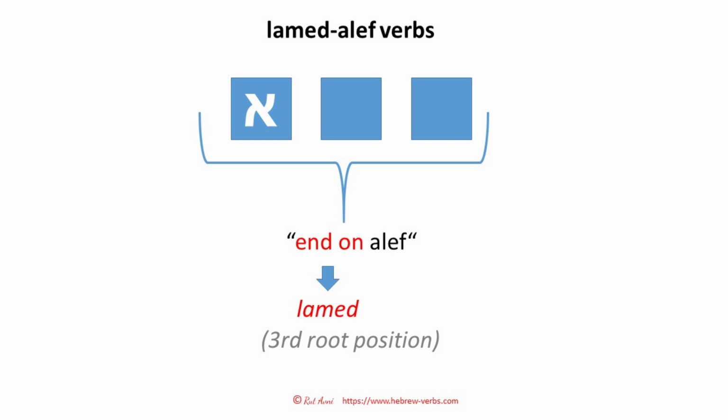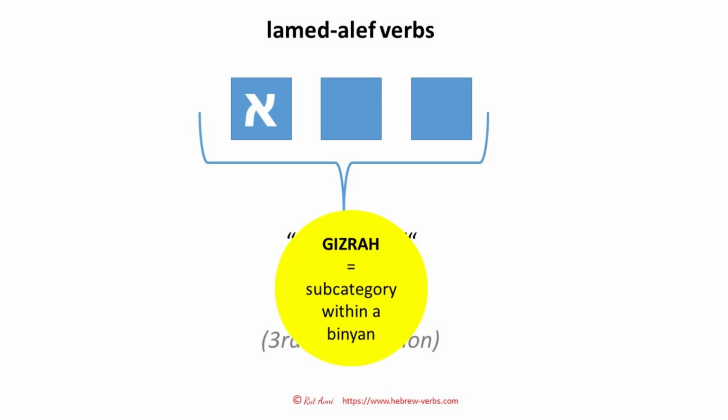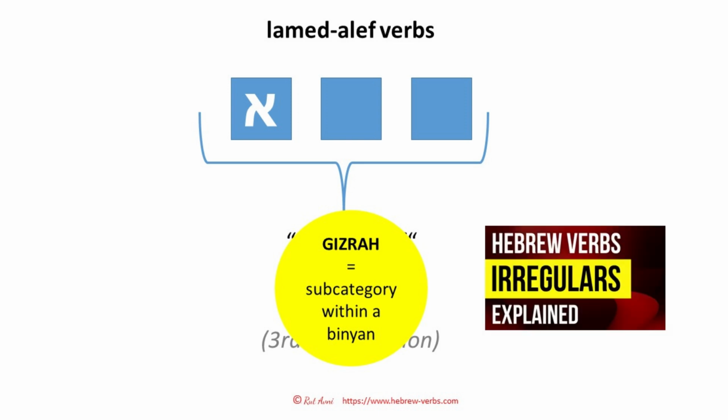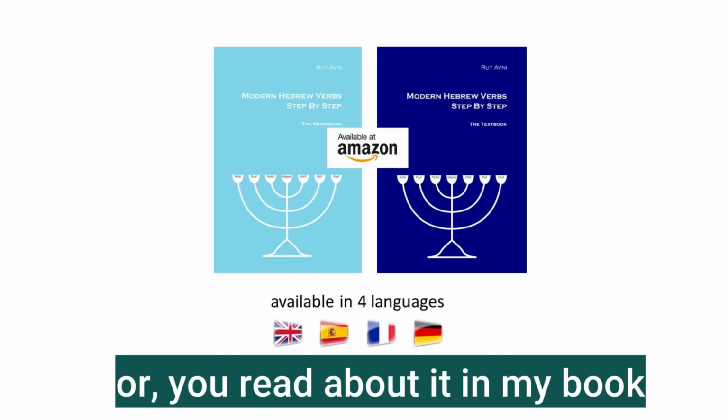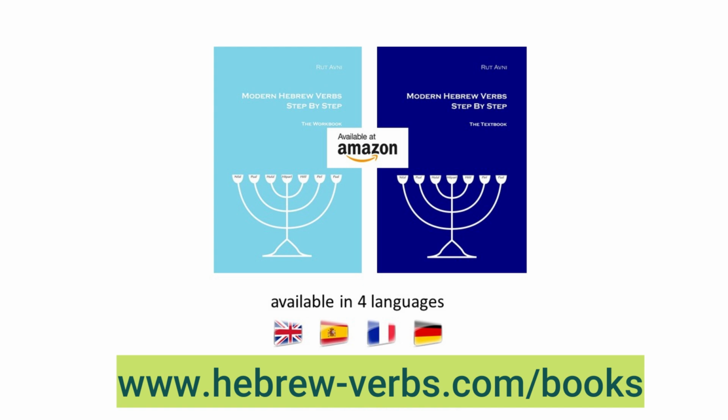So this is a subcategory within the binyan. Let's say we are in Pa'al, and within Pa'al we talk about the verbs where the root ends on Aleph. Subcategories are called gizrah, and this is a gizrah called Lamed Aleph. If you do not know what a gizrah is and have never had contact with that, I leave you below in the description the link to a quite old video that I made a couple of years ago, where I explain in depth what a gizrah is and why you need to know. Okay, but we move on now.